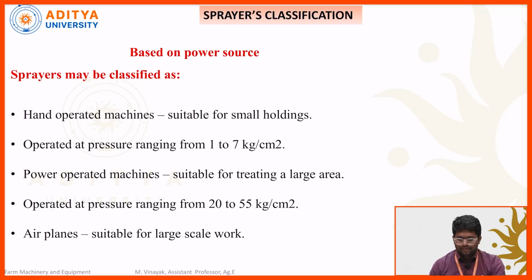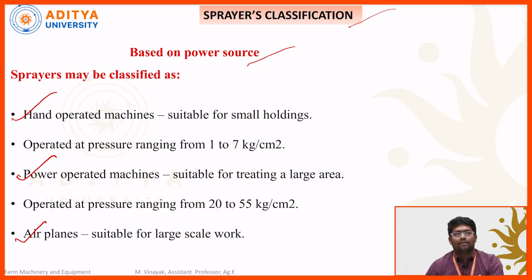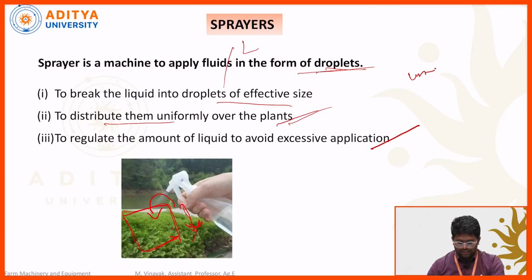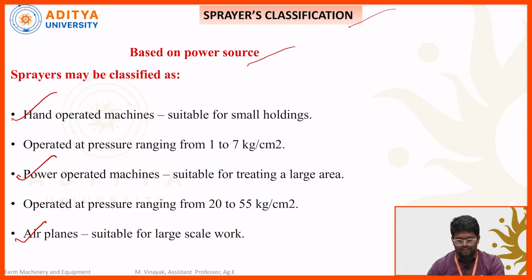Next slide. This one is the sprayers classification. Based on the power source, sprayers are classified as hand operated sprayer, power operated sprayer and aeroplane sprayer. This hand operated sprayer is suitable for small land holdings.